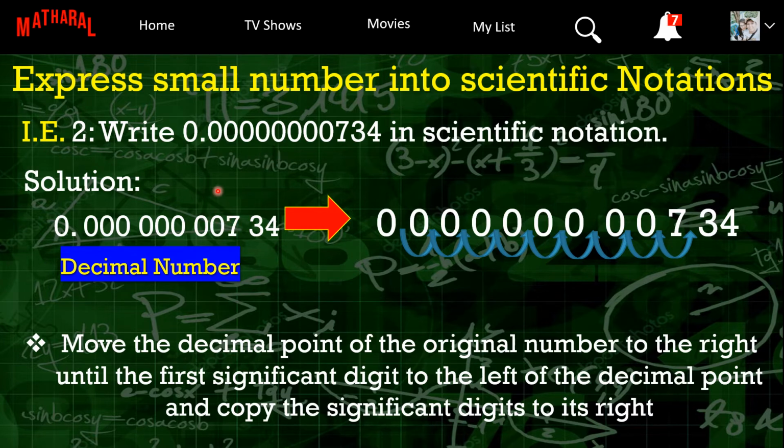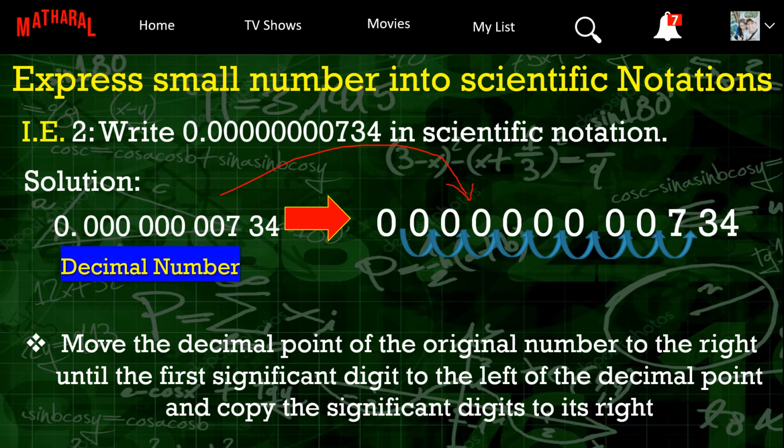But before we process it, let's have this guide. We have to move the decimal point of the original number to the right until the first significant digit is to the left of the decimal point, and copy the significant digits to its right. So, if in our first example we moved from right to left, now we will move from left to right. So, as what we have here, let's recopy it.